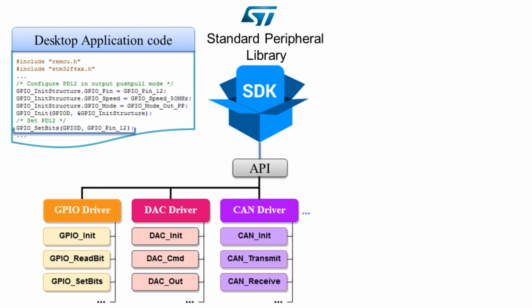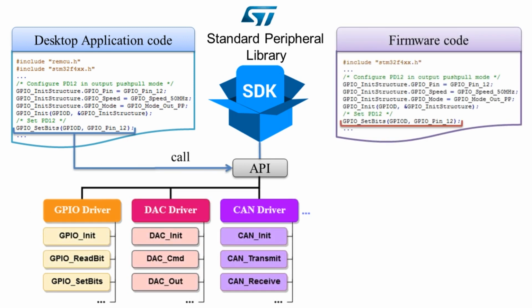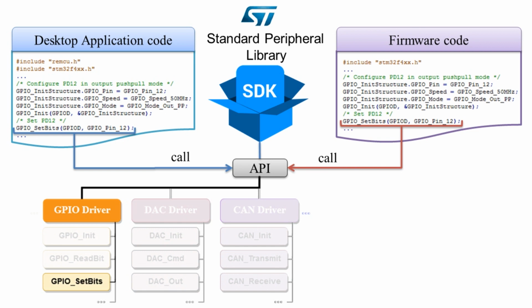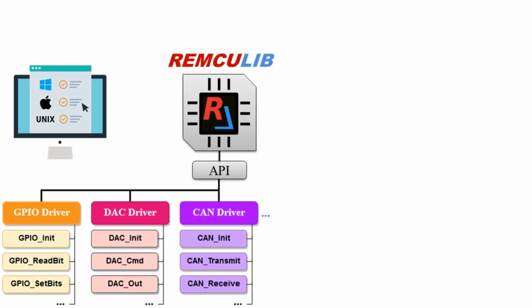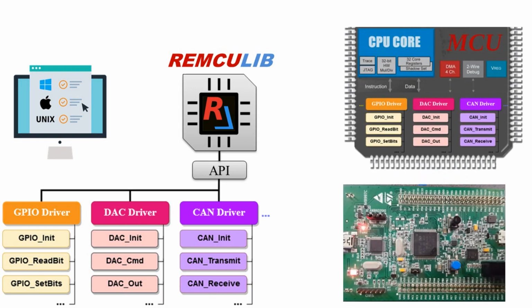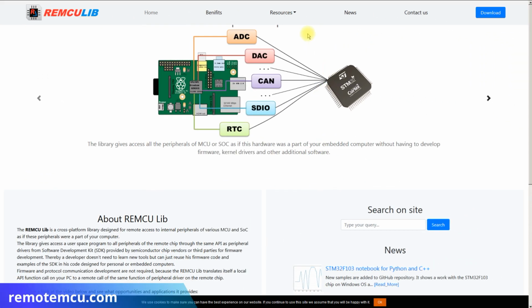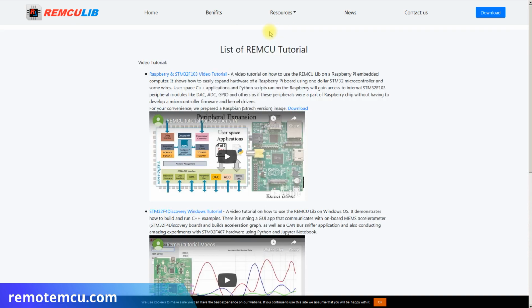We will call these driver functions from our user space applications, just like we call them for hardware operations from firmware code. The REMCU Lib makes it all possible. The library translates a local driver function call on our personal computers to a remote call of the same driver function on the chip using a communication or debug interface. You can see a description of the REMCU Lib and other tutorials on the website remotemcu.com.